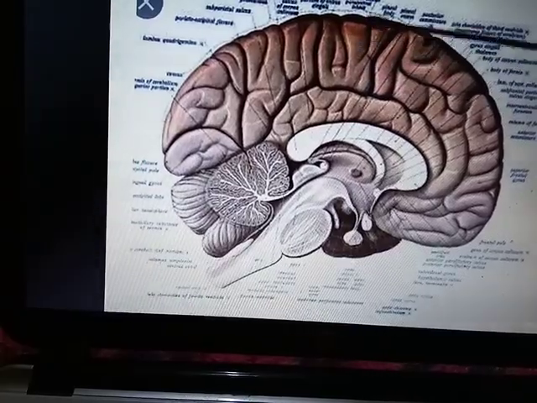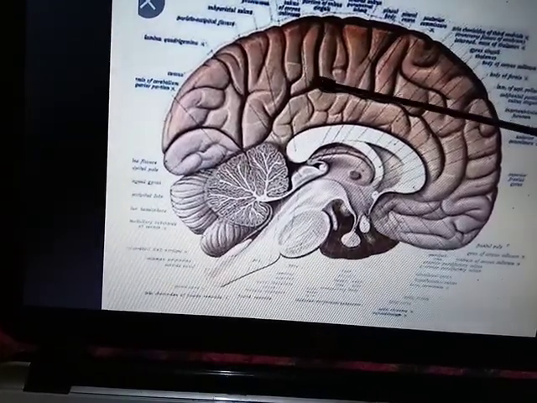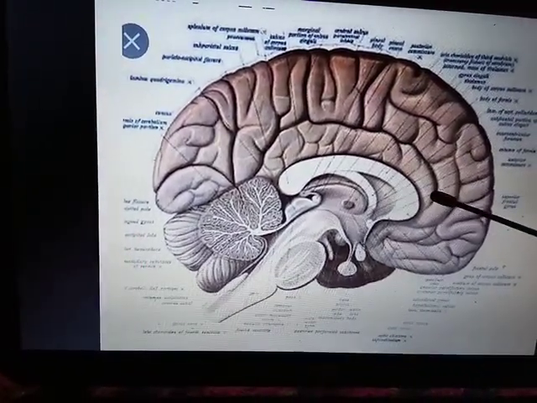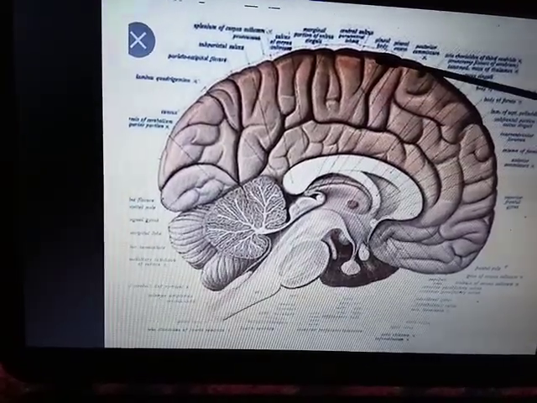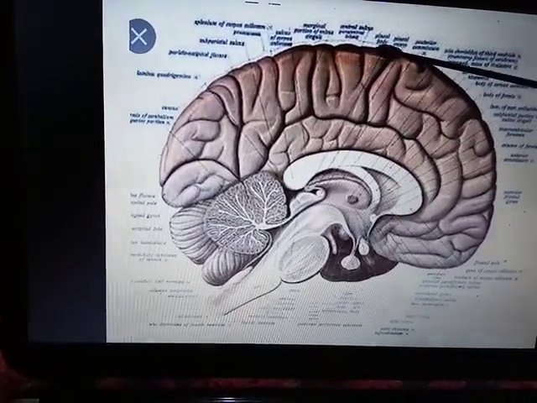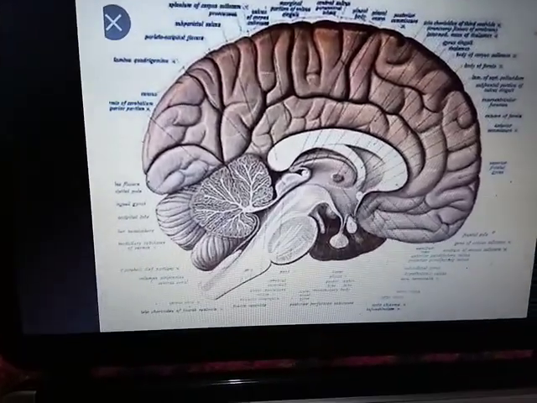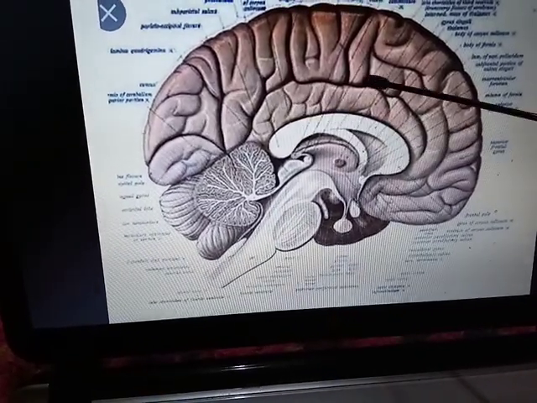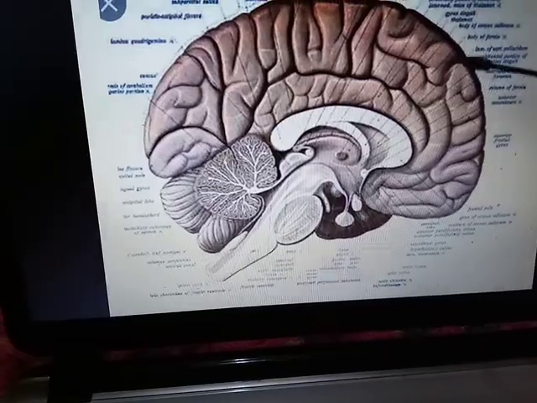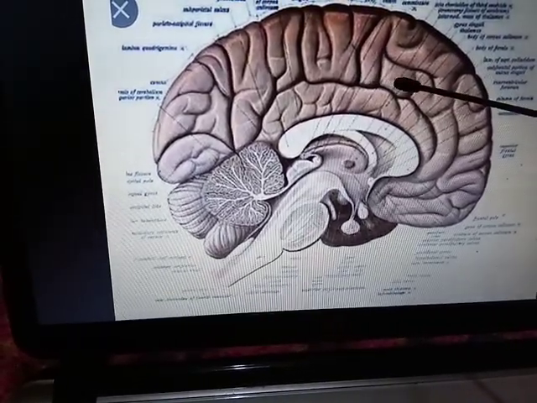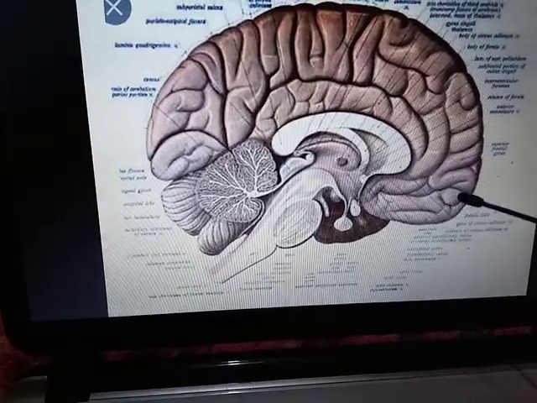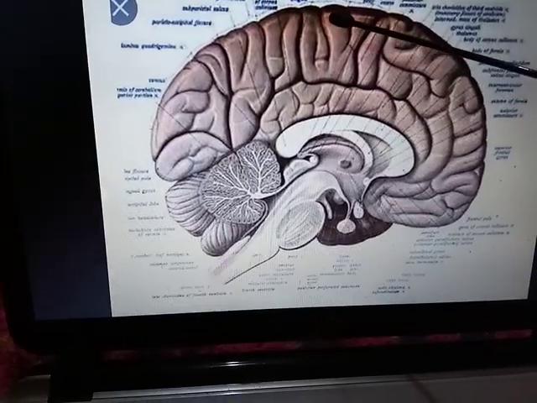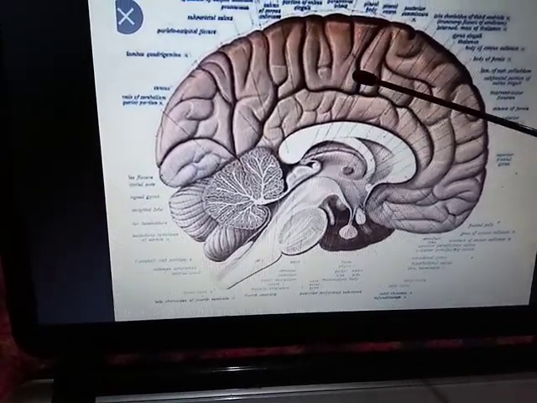The cingulate sulcus gives two limbs that surround the paracentral lobule. This whole area is your cingulate gyrus. Then this is your medial frontal gyrus. I will demarcate the area for you. This whole area is your medial frontal gyrus. And this is your paracentral lobule.